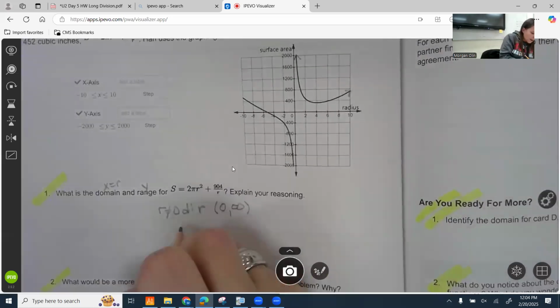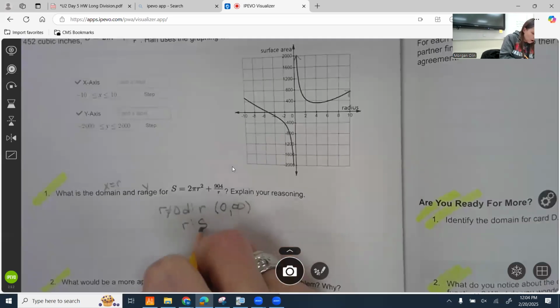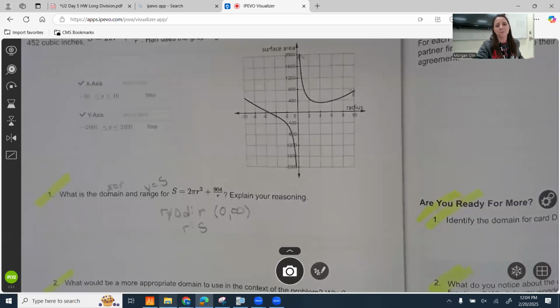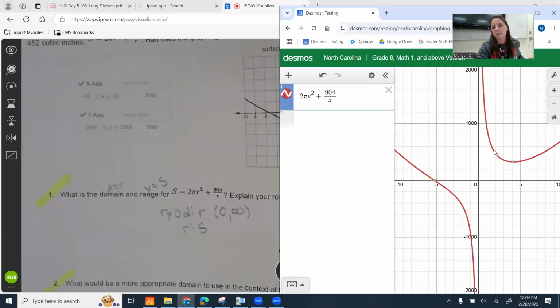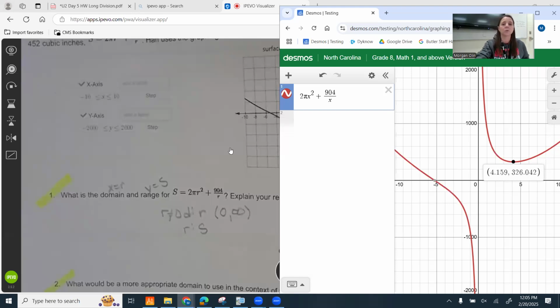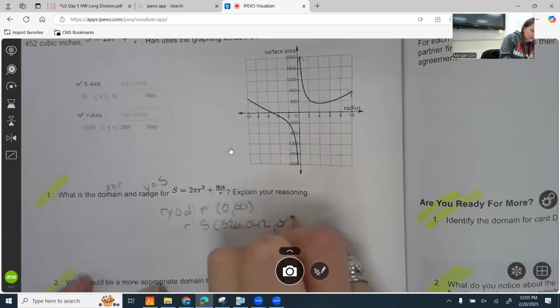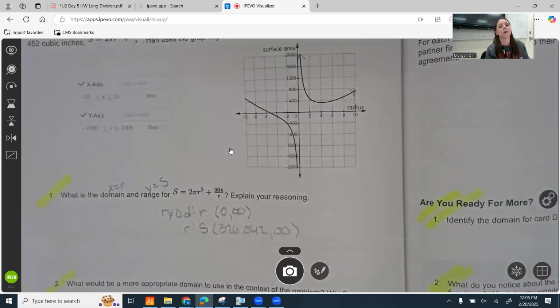Now as far as our range, this is talking about our S value. What is S? If you notice right here, we can't find it here. It looks like it's somewhere right in here, but when I go to Desmos, I can actually see it. Do you see that? When you click it, you see this gray dot come up. We do have a minimum here. So what is the minimum Y value that our surface area is going to be? It's going to be 326.042 and up to infinity because it can get higher, depending on what our radius is and what our height is and so forth.